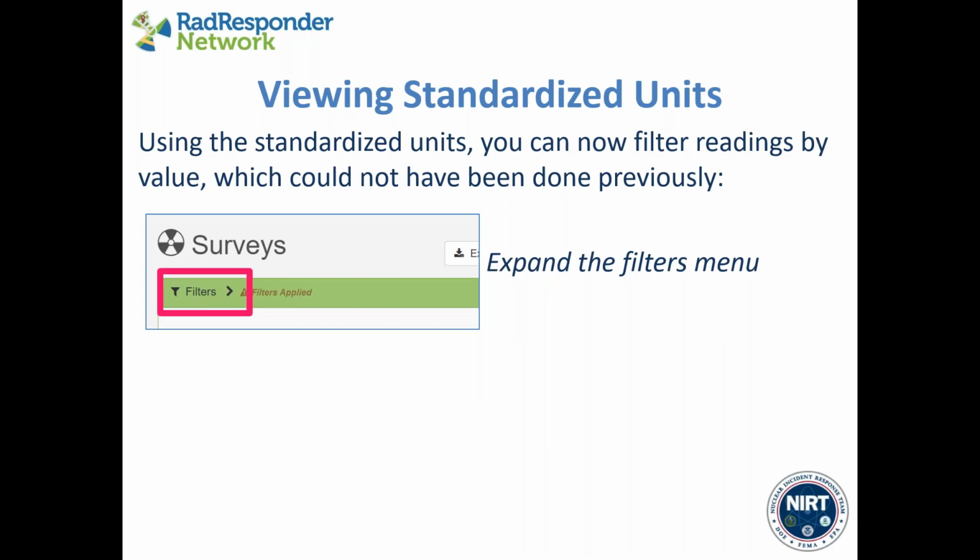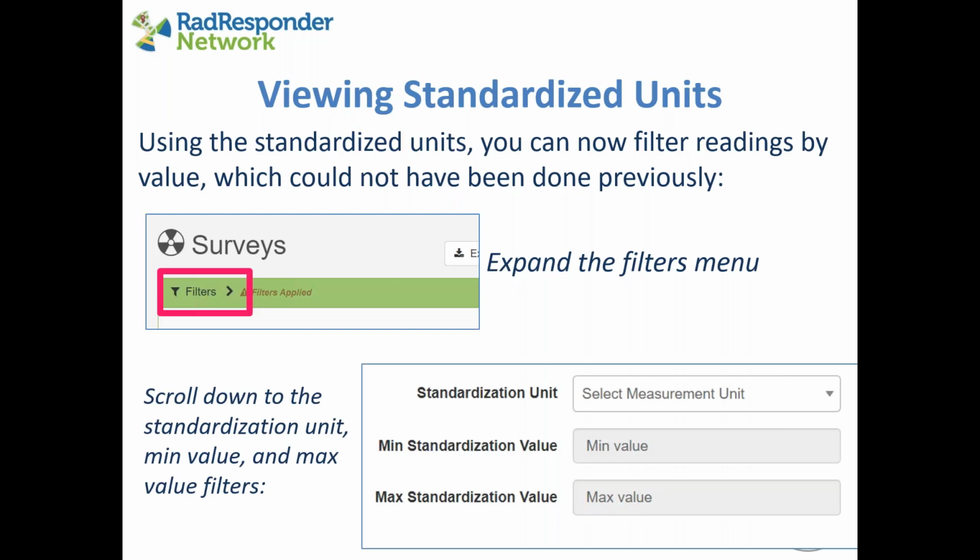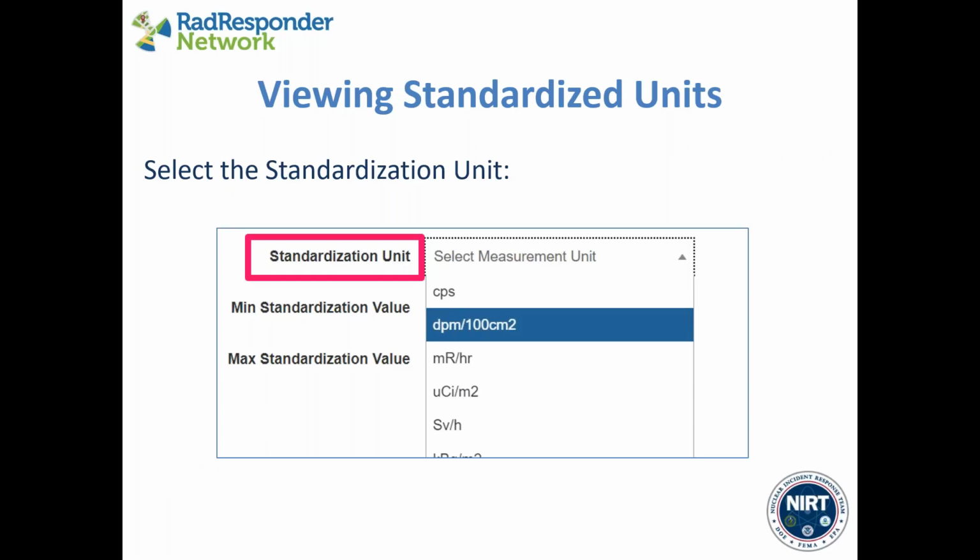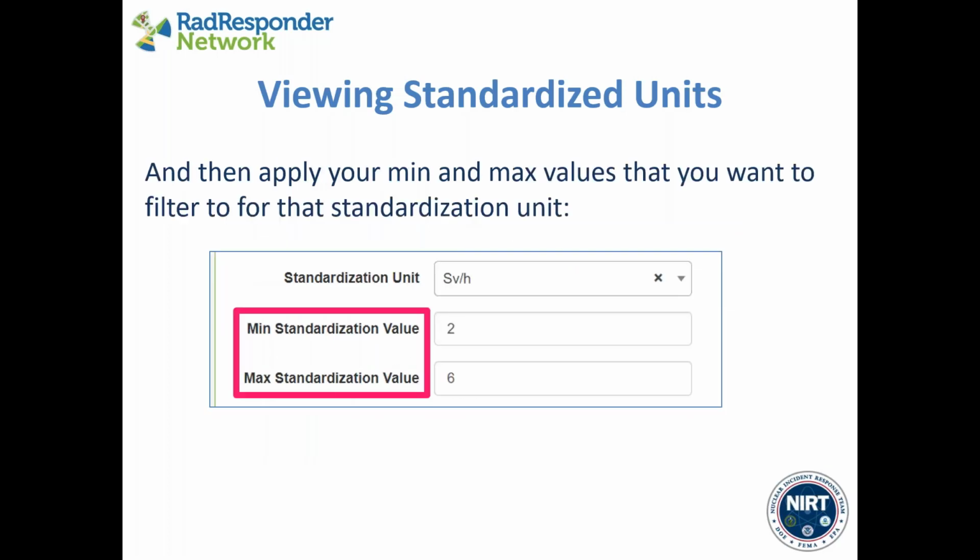So this allows us to have a common set of data that we're operating under. So you would expand the filters menu and then scroll down to where the filter says standardization unit, minimum value, and maximum value. And this is where you can filter. You'll select the standardization unit, again, from this whole list of units, so counts per second, sieverts per hour, MR per hour, etc. And then you can enter the values for the minimum value and the maximum value if you want to filter your data within that range.